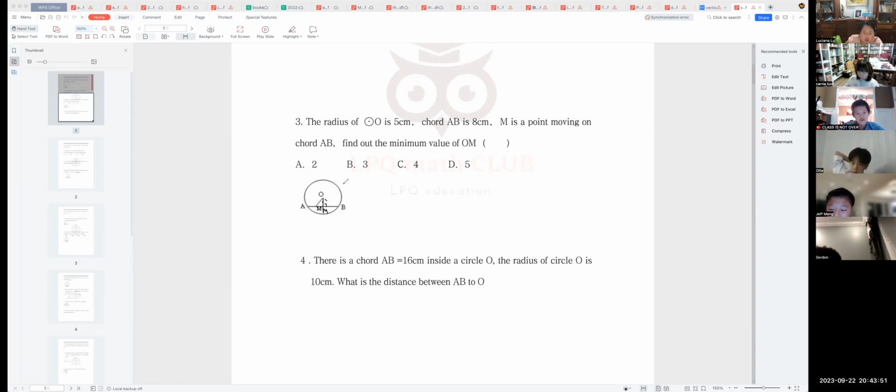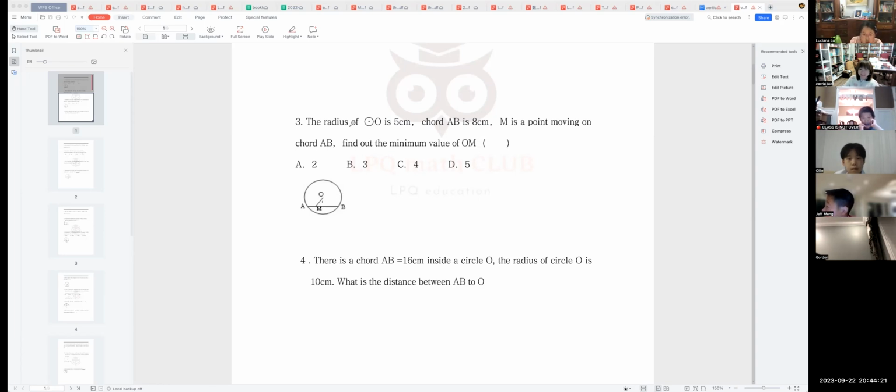Is 3. Oh, 3. OM is 3. Very good. Because AB equals 8, obviously this is 4, and the radius is 5. Thank you, Oliver. Good job. So the answer is B. Very good. Thank you.